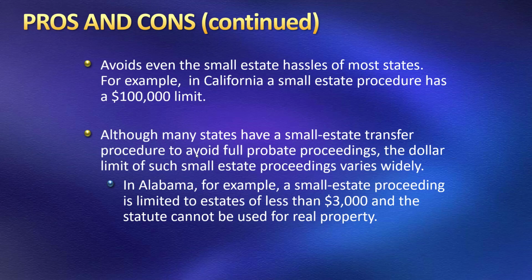Pros and cons continue. It avoids even the small estate hassles of most states. For example, in California, a small estate procedure has a $100,000 limit. This is avoided by a transfer on death deed. Although many states have a small estate transfer procedure to avoid full probate proceedings, the dollar limit of such small estate proceedings varies widely. In Alabama, for example, a small estate proceeding is limited to estates of less than $3,000, and the statute cannot be used for real property.